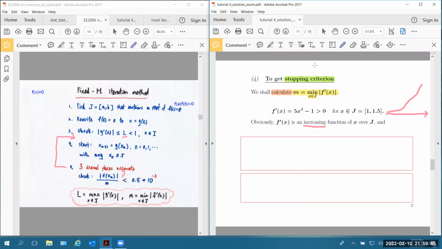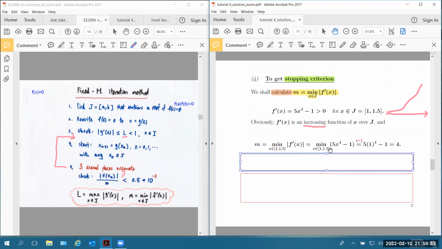So for this kind of function, if you want the minimum, let's go and get it. What x do you want to put in to make it minimum? Now, it's an increasing function and you want the minimum, so you should put in your smallest x here, because your smallest x will give you the minimum function value. And the minimum x here is 1. So you will put in your x as 1, and this is your small m. Any question here?